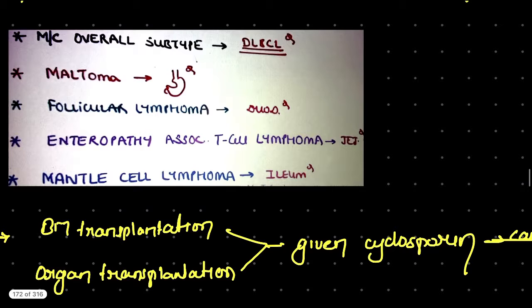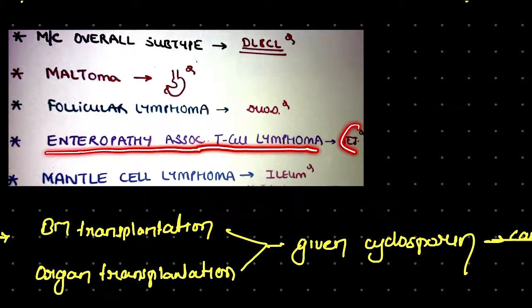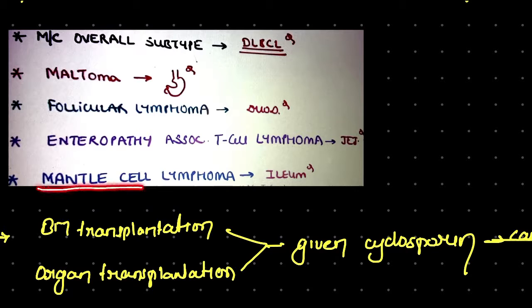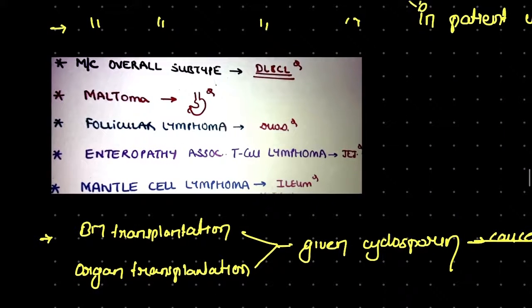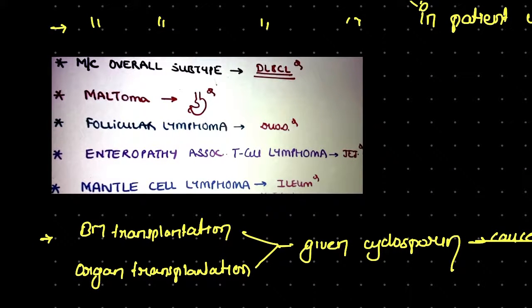Now talking about other things such as maltoma: what is the common location of maltoma? The common location of maltoma is our stomach. Similarly, for follicular lymphoma, the common location is the duodenum. Enteropathy associated T cell lymphoma is in the jejunum, and finally mantle cell lymphoma in the case of GI lymphoma is in the ileum.